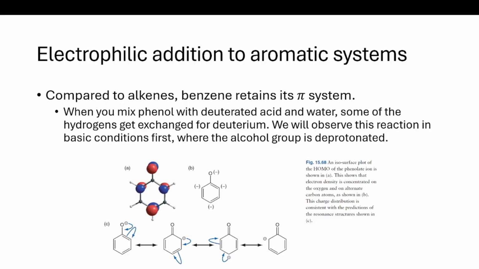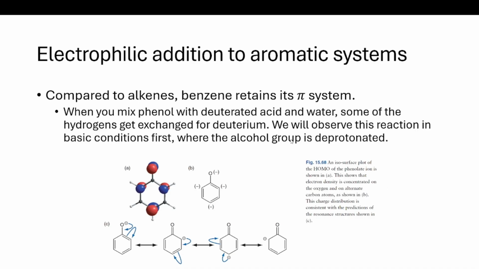Alright, so what about the reactions for these aromatic systems? Well, I already said that compared to alkenes, benzene and other aromatic compounds retain their pi system. Now, I want you to look at this reaction. If you mix phenol, which is essentially just an alcohol group slapped onto a benzene ring, with deuterated acid and water, then some of those hydrogens on the benzene ring will be exchanged for deuterium.